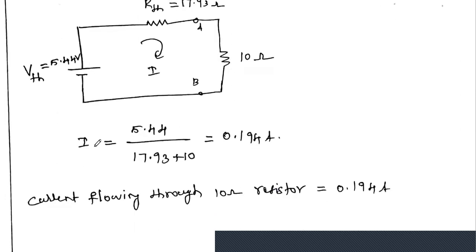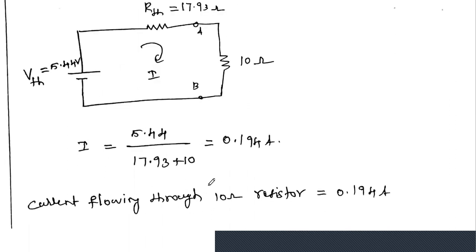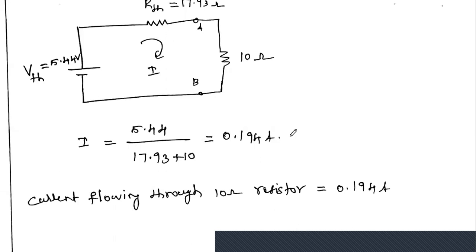So directly the current I is calculated by the total voltage divided by these two series resistances, 17.93 plus 10. So the answer is 0.194 amps. Therefore the current flowing through the 10 ohm resistor is 0.194 amps. So this is the answer, the current flowing through the particular resistor using Thevenin's theorem.